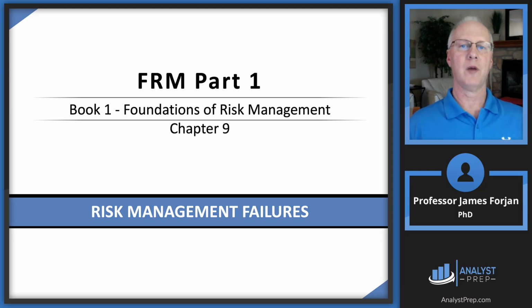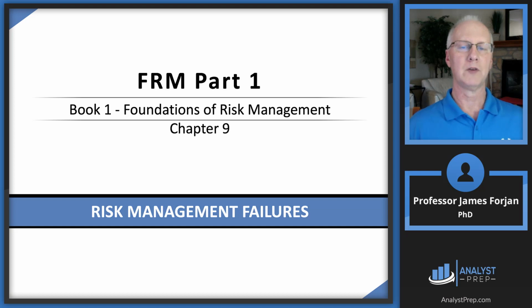This is FRM Part 1, Book 1, Foundations of Risk Management. And this is Chapter 9. And remember what we've been doing for the previous 8 chapters. We've had a discussion on some good risk management principles and best practices. And then we looked at some specific failures of individuals or firms who failed to apply those risk management principles.